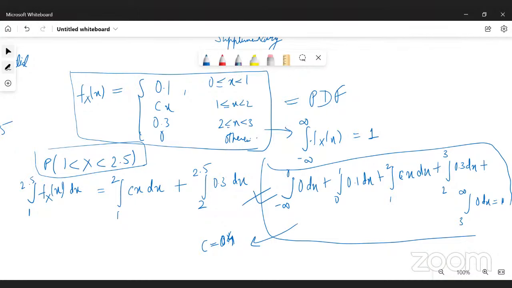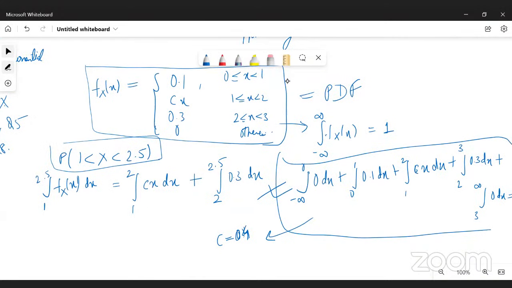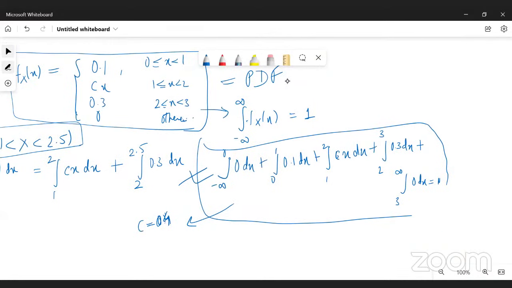And do we have to do this for all the values of the range? I mean, all the intervals? Yeah, you will have to do it for all the intervals. Or if it is given here between 1 to 2.5, can you do it for that short interval?